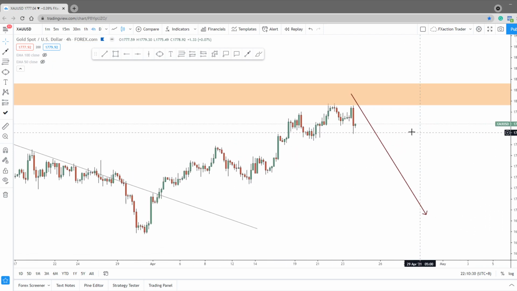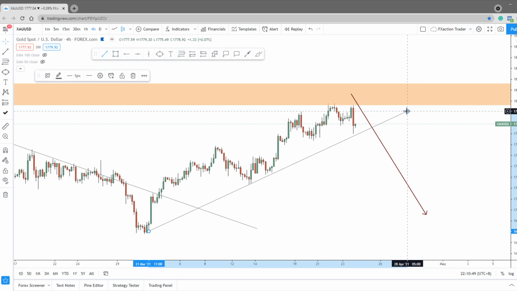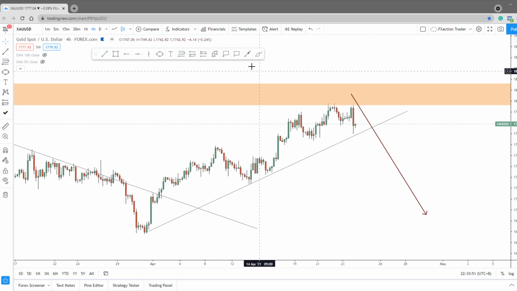We can see that the bullish momentum has started to deplete, and the sellers have started to come into the market. So on H4, this could be a double top or a head and shoulders pattern, and we can enter for a short trade after this uptrend trend line is broken. All right.